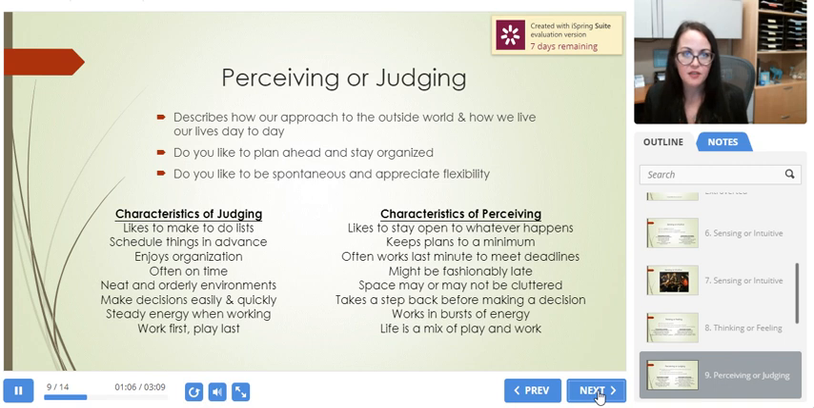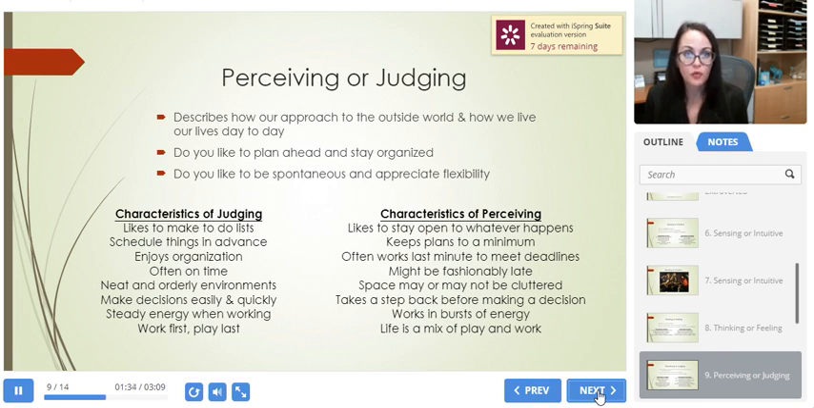So characteristics of people who are more judging: they like to make to-do lists, they schedule things in advance, they enjoy organization, and sometimes disorganization might affect them a little bit. They're often on time, deadlines are usually not very flexible, they consider those absolute. They like neat and orderly environments. They tend to be decisive. So when you think of judging, think of the word decisive.